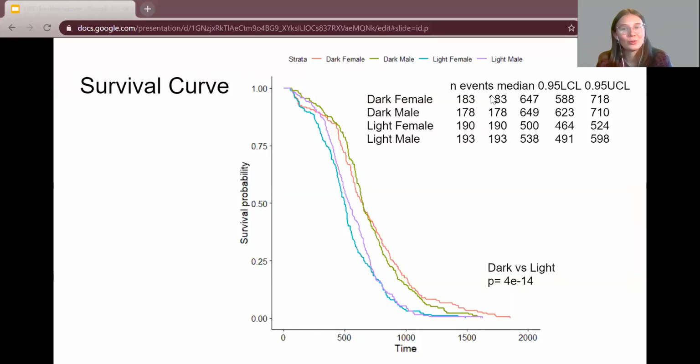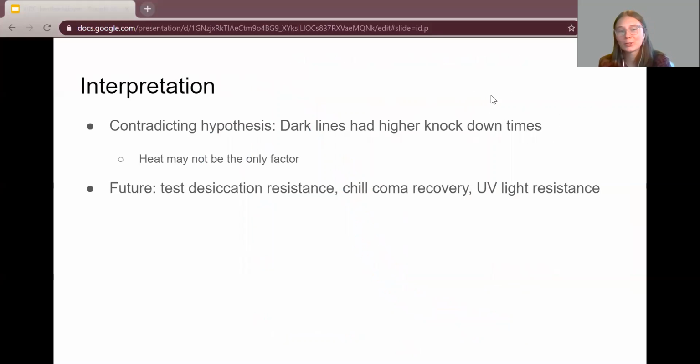Now that we have sorted through this data, how does it relate back to our hypothesis? First off, there was actually a contradiction from what was first hypothesized. Dark lines, on average, had higher heat knockdown times for both sexes compared to light lines. We can interpret this as heat not being the only factor affecting fitness in this dimorphism.